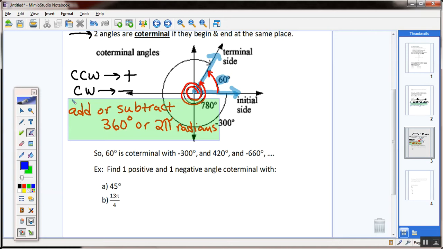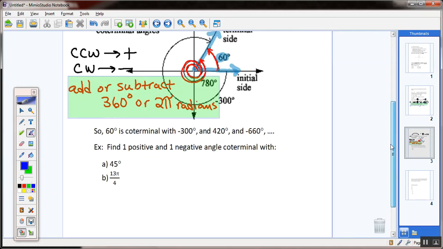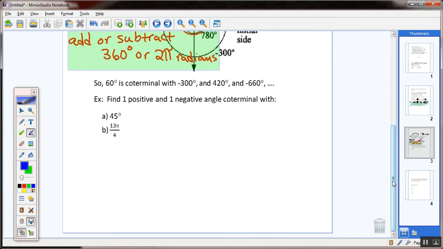Okay. Anytime you're looking for a coterminal angle, what are you supposed to do? 360 if you're in degrees, or 2 pi if you're in radians. Let's try this, kids. So right down here, here's an example. You know what? You guys do this for me. Give me a coterminal angle for both of those. You guys do that.